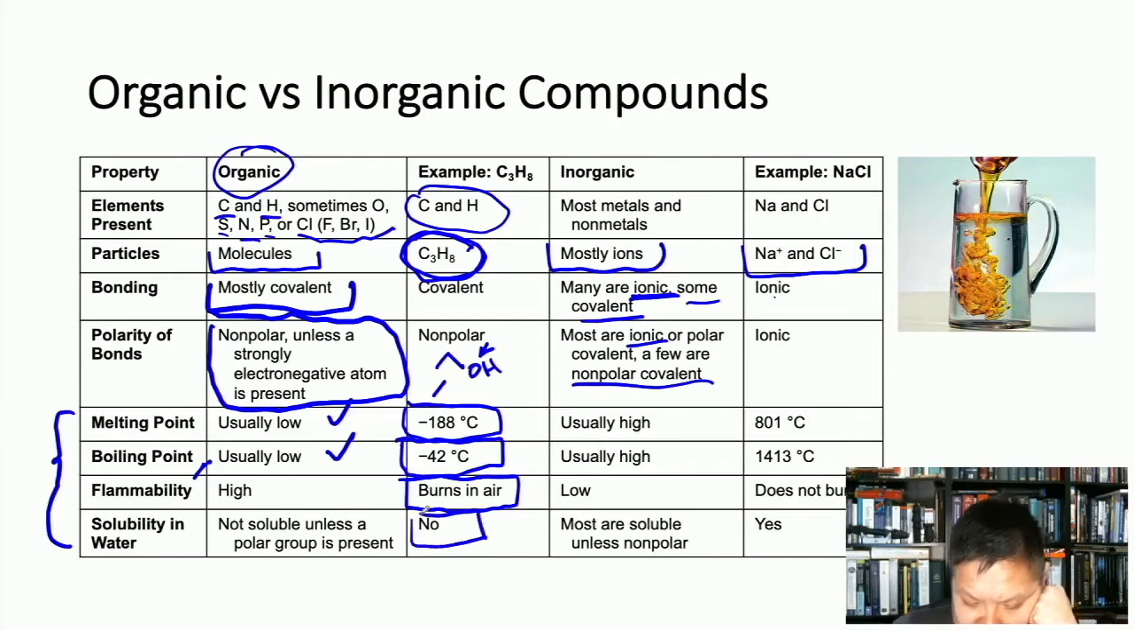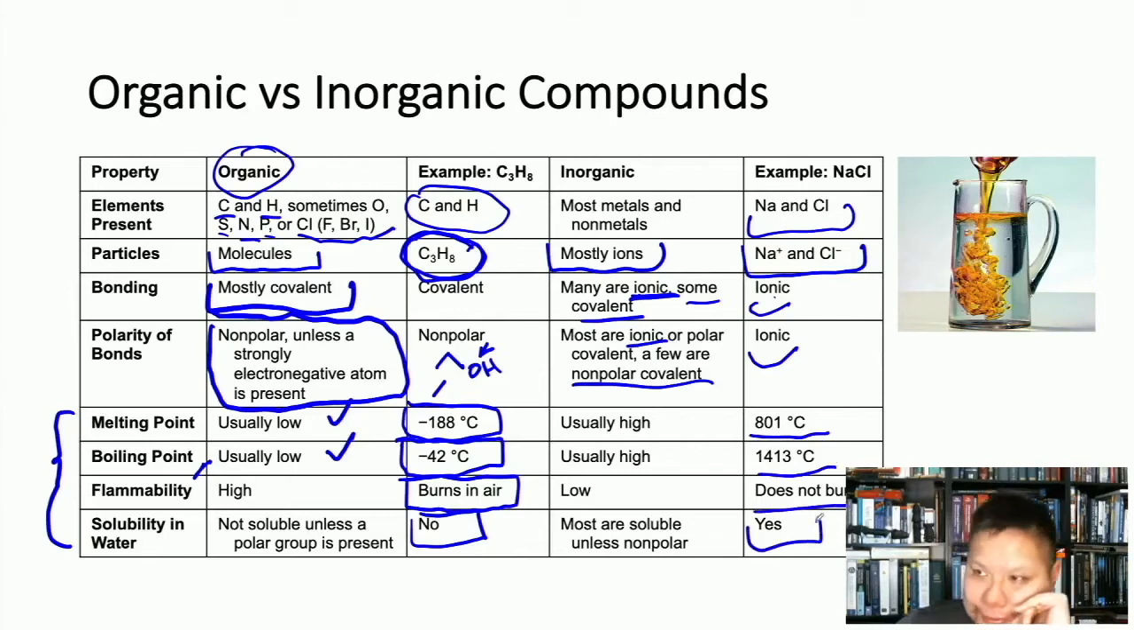But on the other hand, if you want to use salt again as the example here, it's ionic. We already said that before, but it has a very, very high melting point. It doesn't melt till 801 degrees Celsius. It doesn't boil until 1413 degrees Celsius, and it just doesn't burn, right? And it is absolutely soluble in water. Those are two easy examples to compare organic and inorganic compounds.